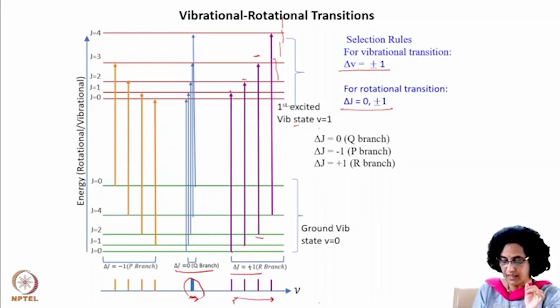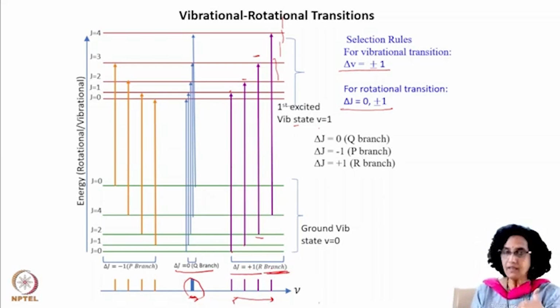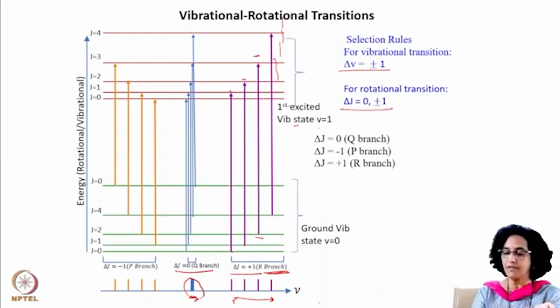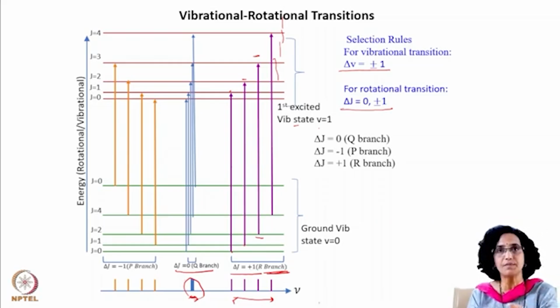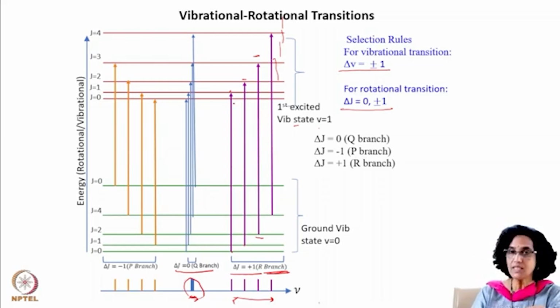When delta J is equal to plus 1, it is called the R branch in absorption. The same thing can also happen for emission, which you can think about later. But right now, let us concentrate on absorption. When delta J is equal to minus 1, it is emission. When delta J is equal to plus 1, it is absorption for these transitions.